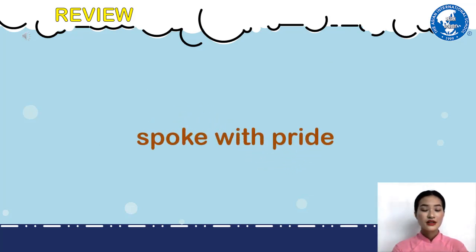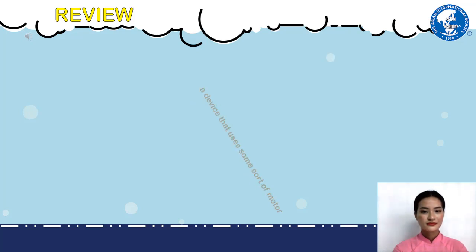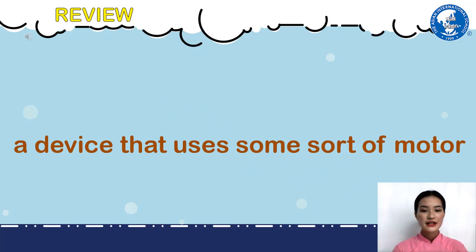What's next? Spoke with pride. What's the word? Boasted. Again, everybody. Boasted. Good job. Next. A device that uses some sort of motor. The answer is machine. Listen and repeat. Machine. One more time. Machine.